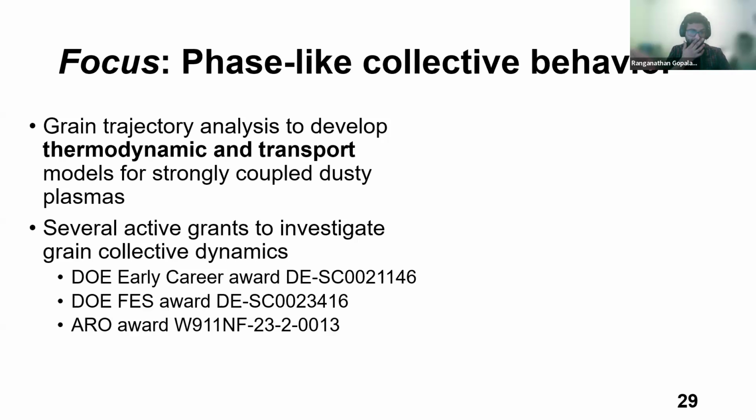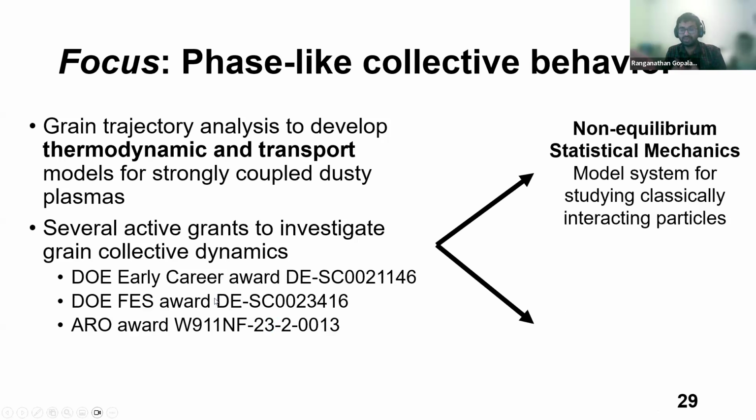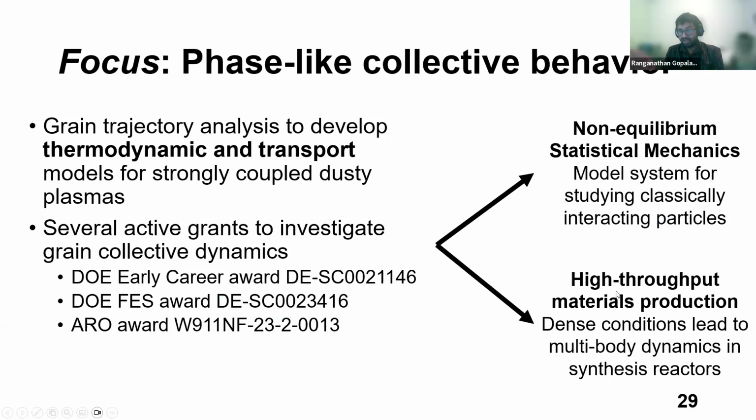these types of investigations. And these have been supported by several grants from the Department of Energy and US Army. Our goals or application areas are broadly to study non-equilibrium statistical mechanics, which is basically to study classically interacting particles. And then we also want to use dusty plasmas to do materials production at high throughput, like kilograms per hour type quantities, so that the dense conditions where we can load a lot of dust particles or a lot of precursor leads to multi-body dynamics.